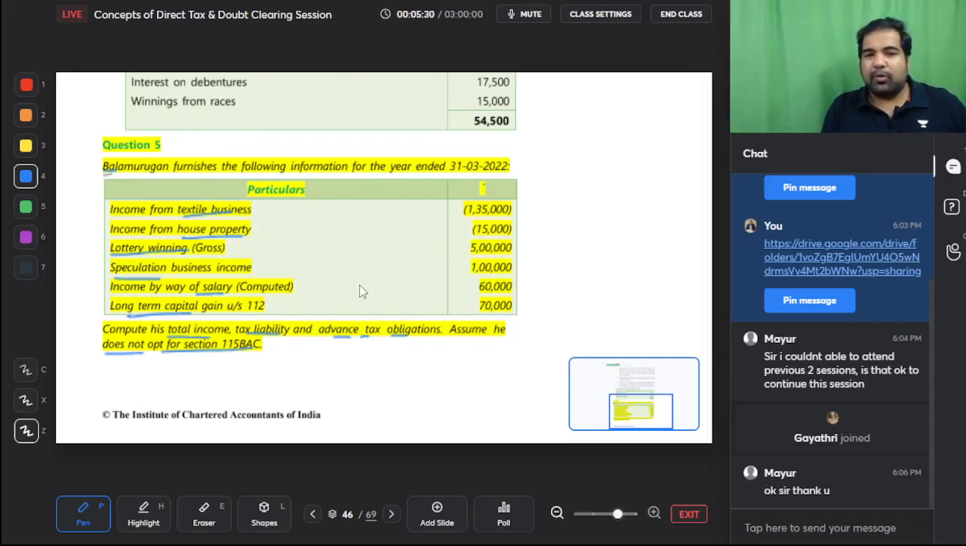So I'm going to give you 2 minutes to first find out how to set off these losses, and then we will dive in. So over to you all. 2 minutes for you all to try. Find out his total income, if not the tax liability. Just try setting off everything and then we will try in just 2 minutes from now. Over to you guys.